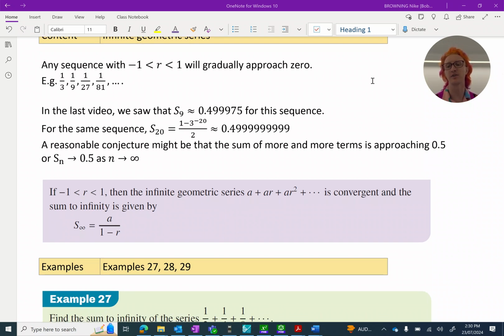If r is between -1 and 1, then the infinite geometric series a plus ar plus ar squared, etc. is convergent, and the sum to infinity is given by S at infinity is equal to a over 1 minus r.